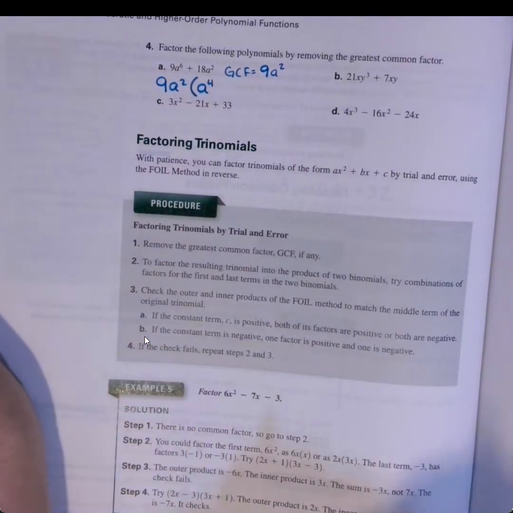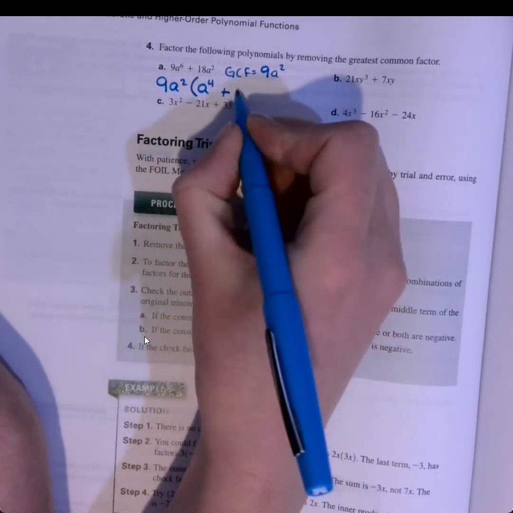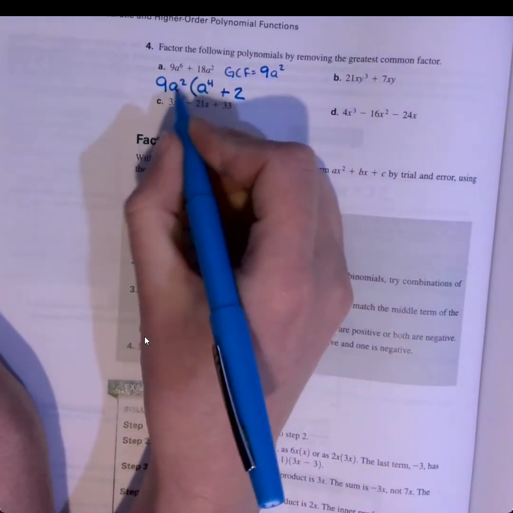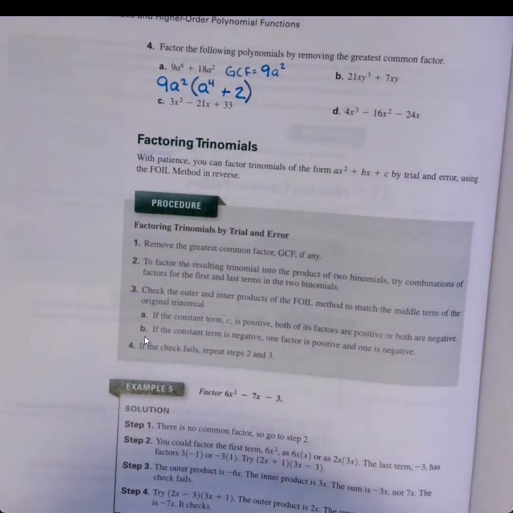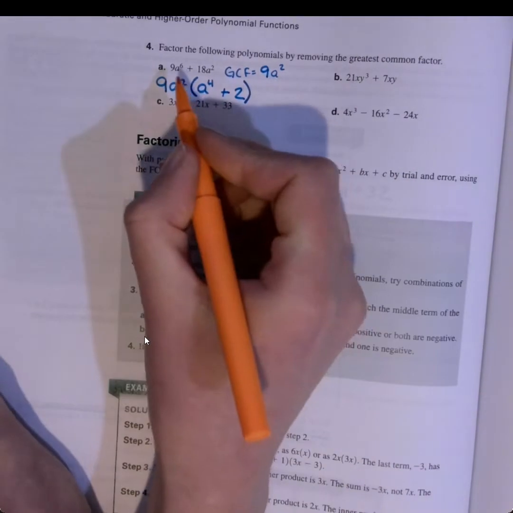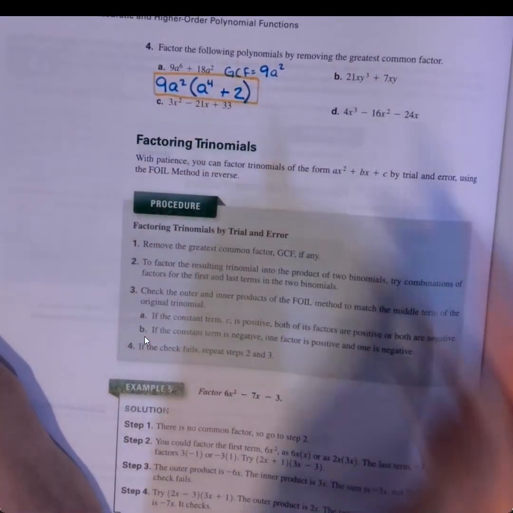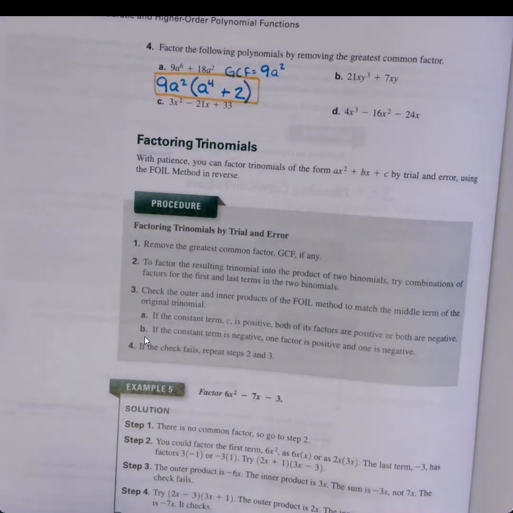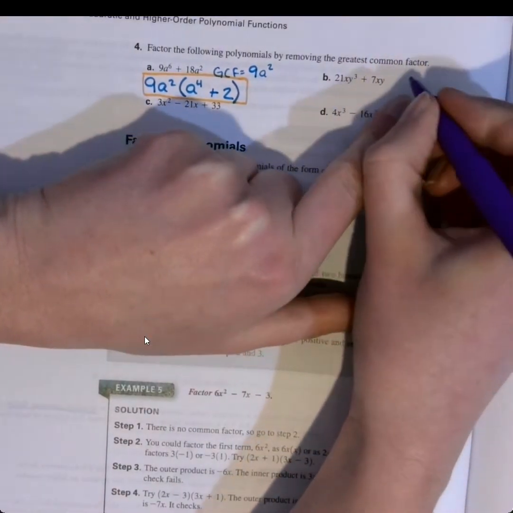That's what's left. Plus, then I have 18 divided by 9 is 2. And I removed all the a's already, so I have no a's left. And so that's factored by greatest common factor. So that would be our result for the first one. Let's do it again. In the next one, 21xy to the third plus 7xy.